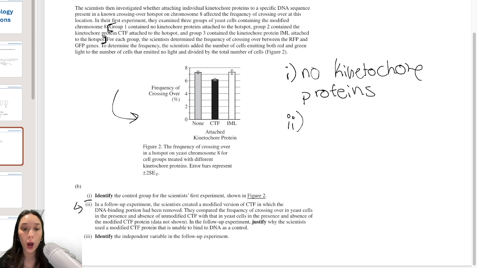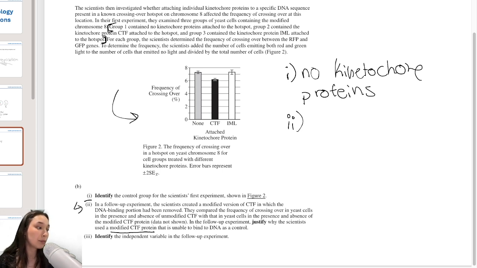They're just asking you the reasoning why you would want to use a CTF protein that can bind and can't bind. The reason for that one is it's also just going to be a control. The whole point of these kinetochore proteins is that they physically bind to the DNA to affect crossing over. So if you have one that is physically unable to bind to the DNA, that's going to be a really good control. So they use the modified CTF protein that can't bind, and then they use the regular CTF protein that can bind. Therefore, you can see directly, by comparing both of them as a control, whether DNA binding is something that's affecting the crossing over frequency.